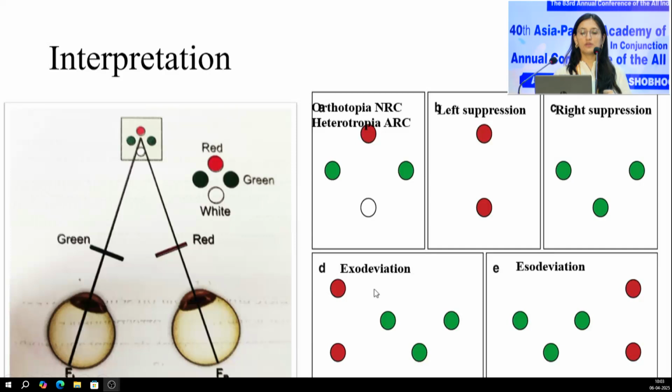So these are also interpreted in a similar manner, where all the dots would be seen in cases of orthotropia, and in cases of suppression, the counterpart eye would be suppressed. Like in left suppression, the patient will only be seeing the right colors, that is red, and in right suppression, the green colors. In exo and eso deviation, the patient will perceive diplopia. So in eso, there will be uncrossed diplopia. In exo, there will be crossed diplopia.